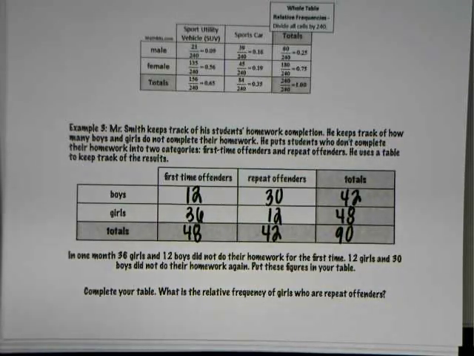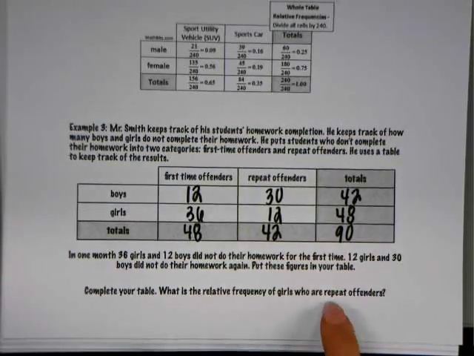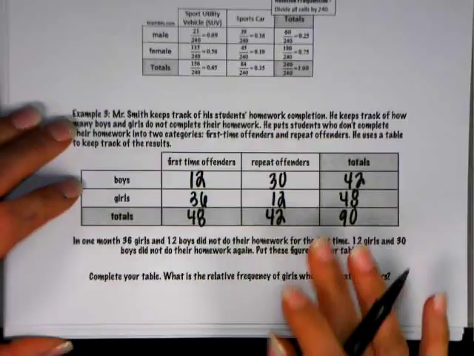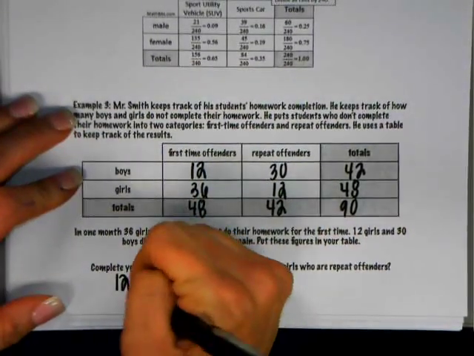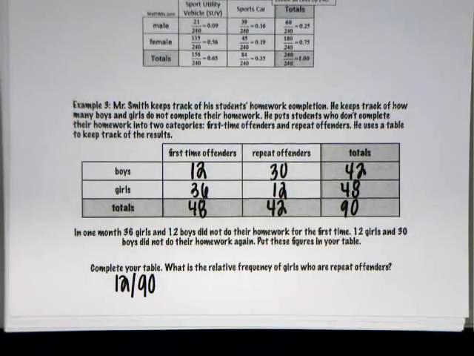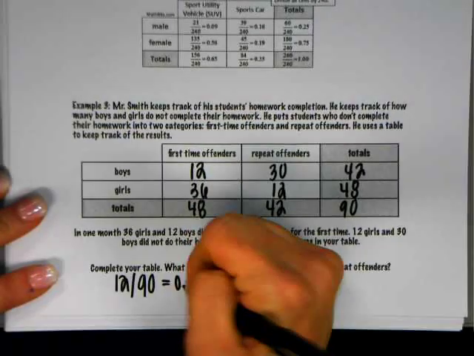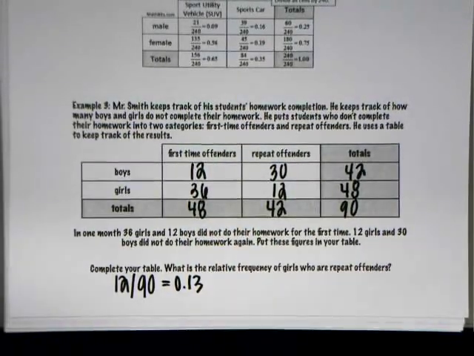Okay? So then it says, what is the relative frequency of girls who are repeat offenders? So you find that cell, so how many girls are repeat offenders? Yep, 12 right there. And you divide that by the total. So 12 divided by 90. And you're going to give me 2 decimal places rounded. So you should get 0.13, which basically represents 13%. But you keep it as a decimal. Okay? Good? All right, go ahead and do the next one.